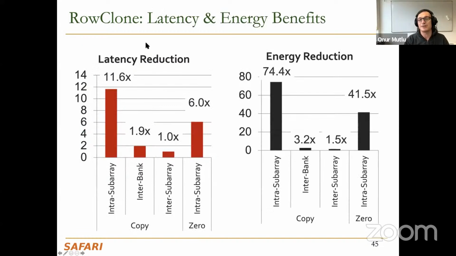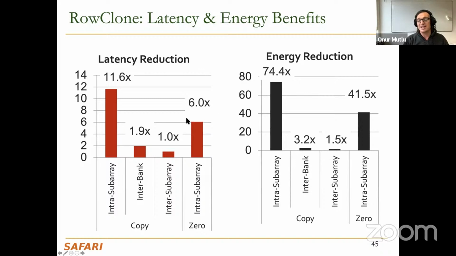Okay, so this is a summary of the latency and energy benefits of RowClone as it's proposed in this paper. Clearly, intra-subarray copy provides the highest benefit, highest latency reduction, energy reduction. If you do interbank, you still gain benefit in terms of latency and energy. Inter-subarray copy, because you have to go through one other bank, the benefits are not significant in terms of latency, but you still gain in terms of DRAM energy, as you can see, but not as much.